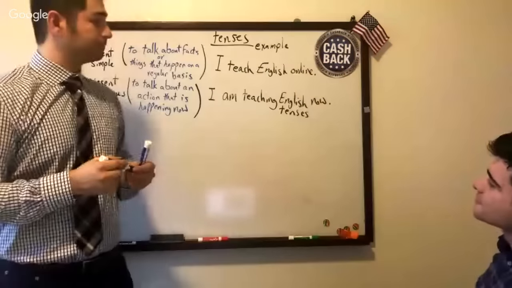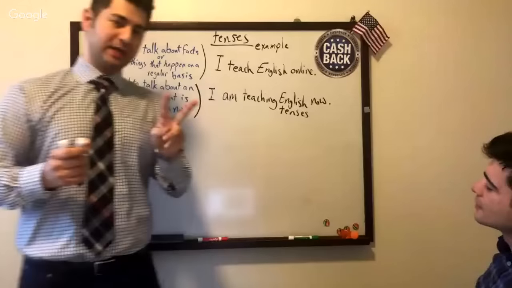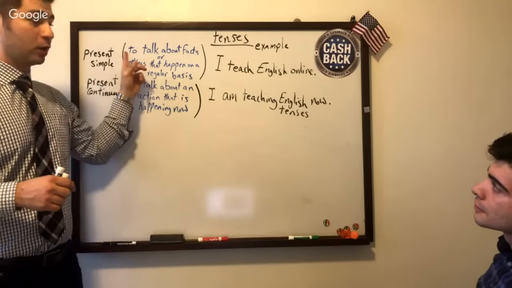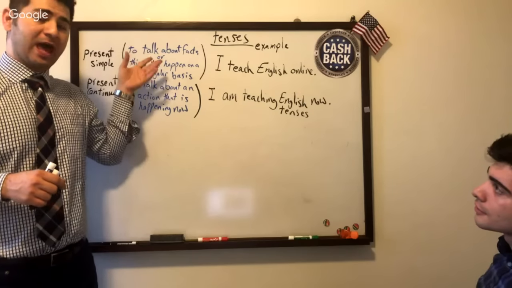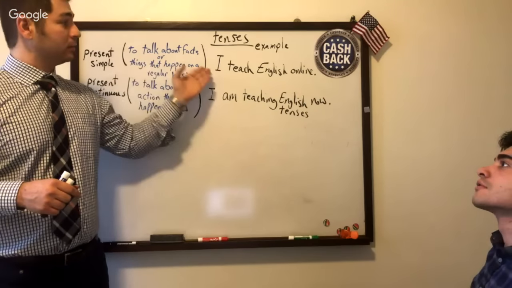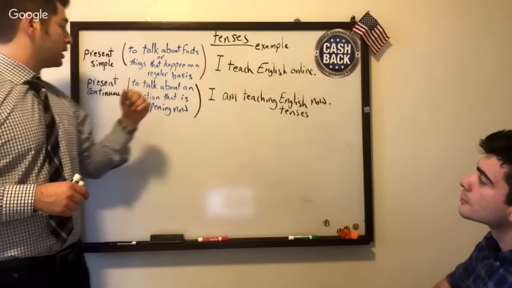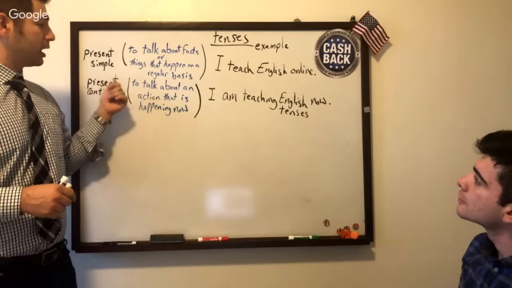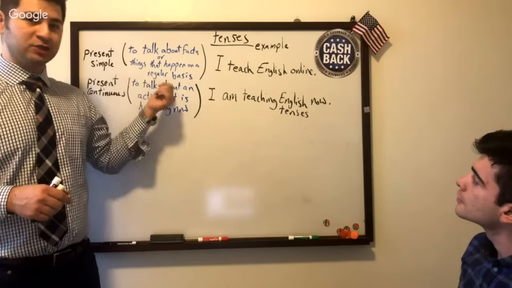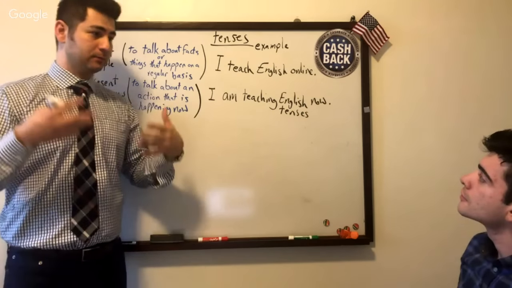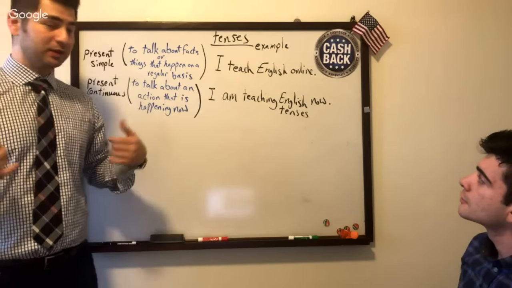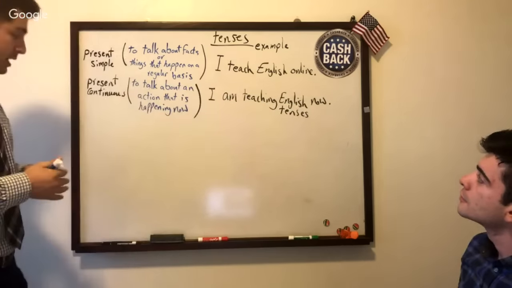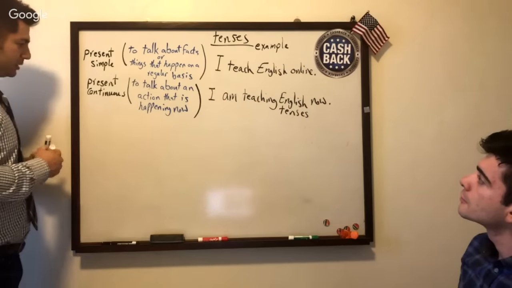All right? So two tenses we talked about so far. Facts or things on a regular basis, and present continuous, used to talk about an action that is in progress at the moment. Something that is happening now. I am teaching tenses now. I am teaching English.